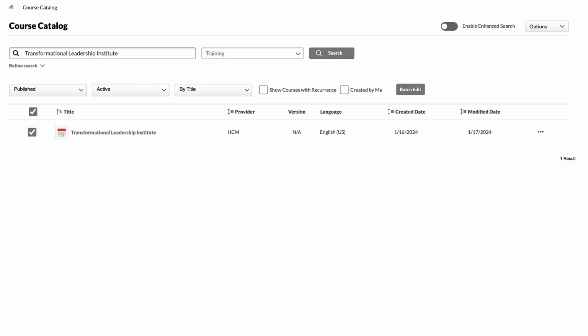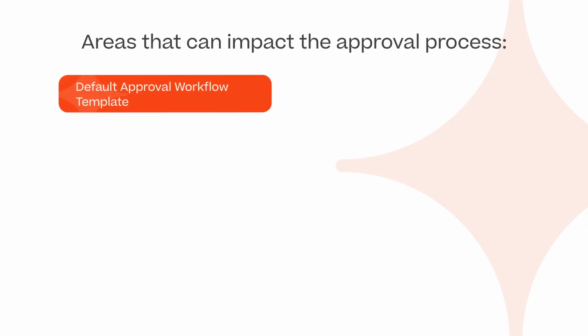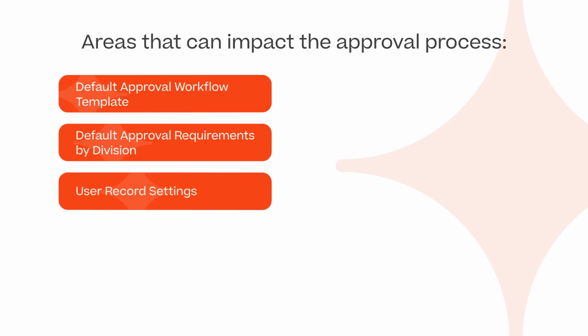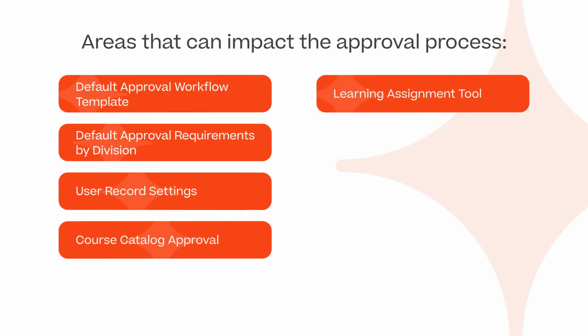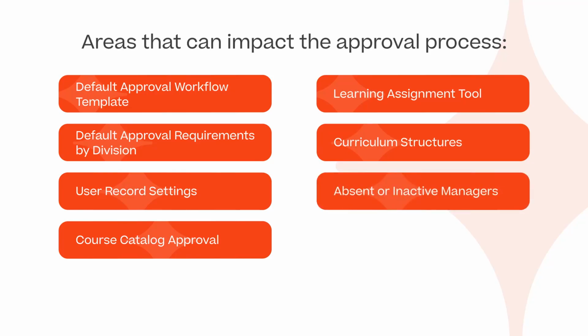As an administrator, you might find yourself needing to troubleshoot issues with learning object approvals. There are a few areas of your system that can impact the approval process: Default Approval Workflow Template, Default Approval Requirements by Division, User Record Settings, Course Catalog Approval, Learning Assignment Tool, Curriculum Structures, and absent or inactive managers.